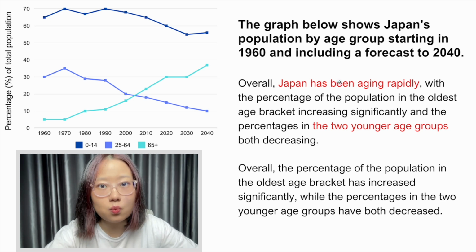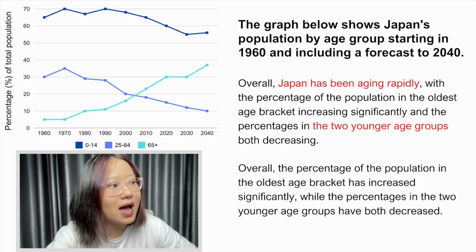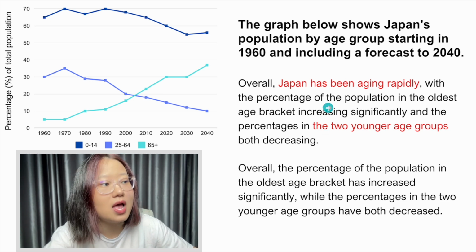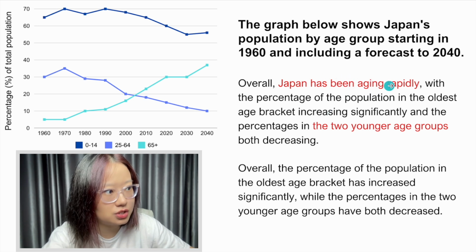I think a reason why I was able to get a 7.5 despite all the mistakes I made is that I wrote a strong overview. I showed the bigger picture. Japan has been aging rapidly.